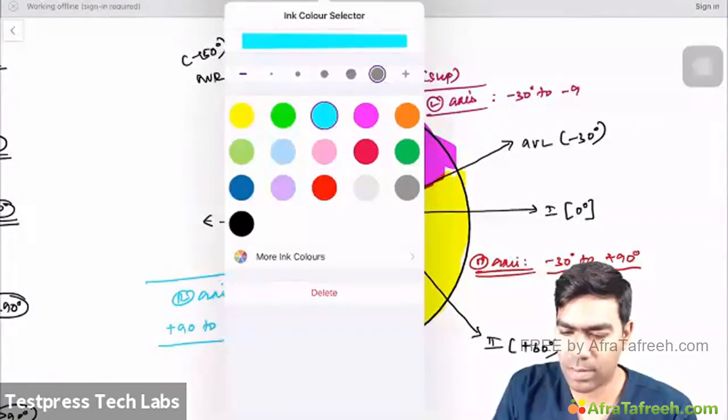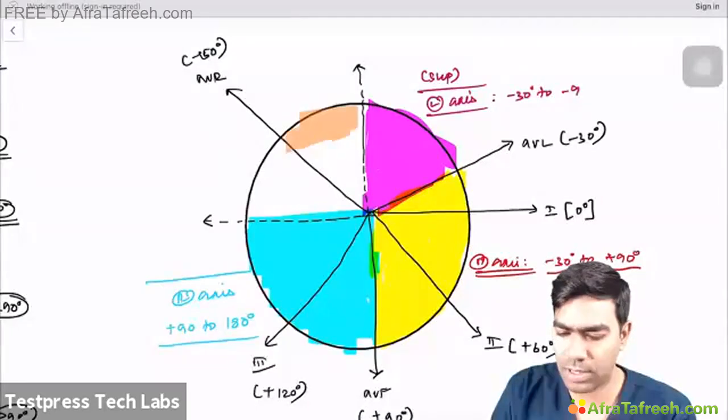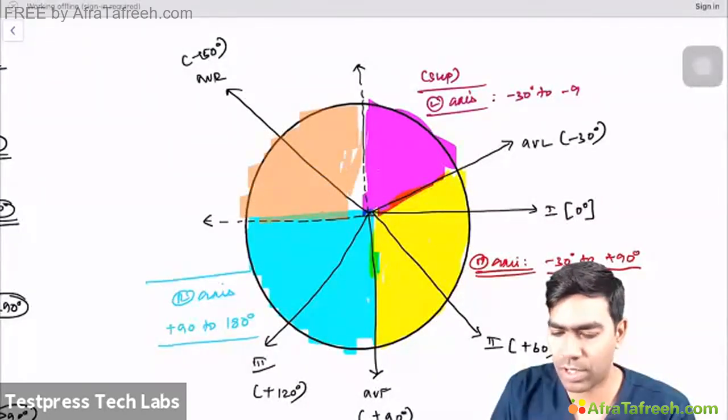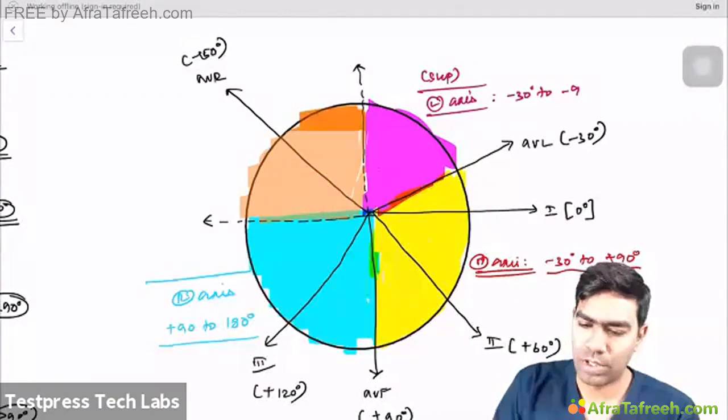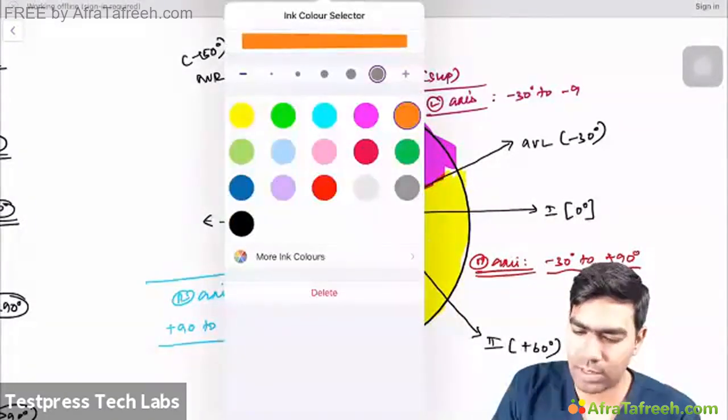Then comes the last but not the least. This is something very crucial to understand as well. Usually the cardiac axis will not be in this location at all. So this is referred to as an extreme axis.